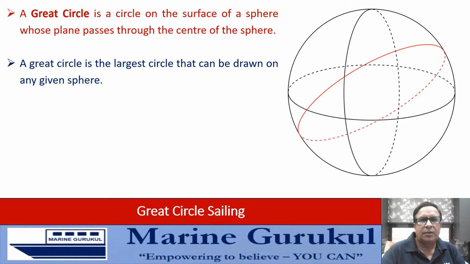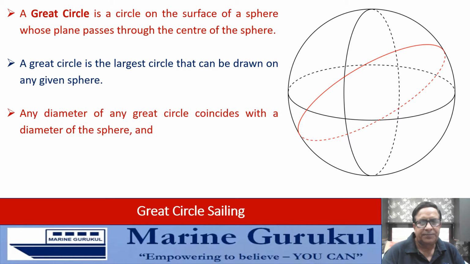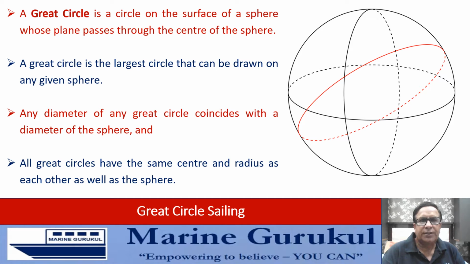A great circle is the largest circle that can be drawn on any sphere, meaning the radius of the great circle is the largest possible for any circle that can be drawn on the surface of the sphere. Any diameter of any great circle coincides with one of the diameters of the sphere. All great circles have the same center and radius as each other as well as that of the sphere. So that means the radius and center of every great circle is the same as the radius and the center of the sphere.